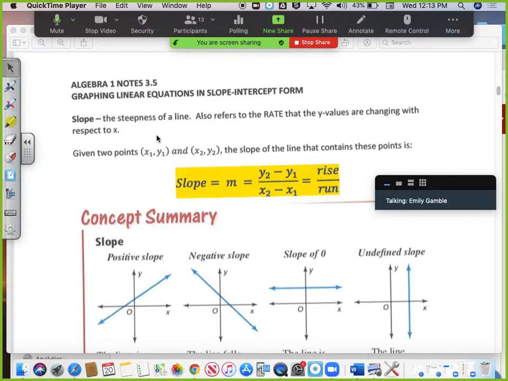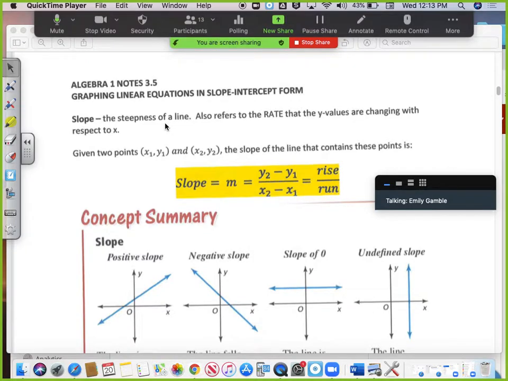And we are learning section 3.5 and revisiting section 3.5, which is all about graphing linear equations in slope-intercept form. So again, the slope is the steepness of a line. We already know this. We already took a quiz on how to find it from a graph, from a table, from an equation. And slope also refers to the rate at which the y values are changing with respect to x. That means the steepness. How steep is the change? That's the rate of change.